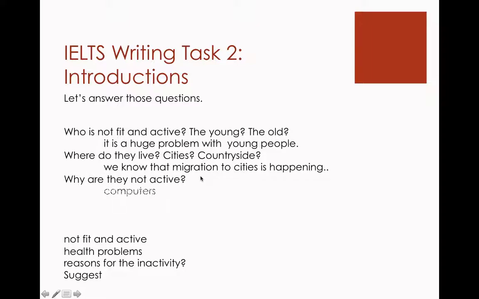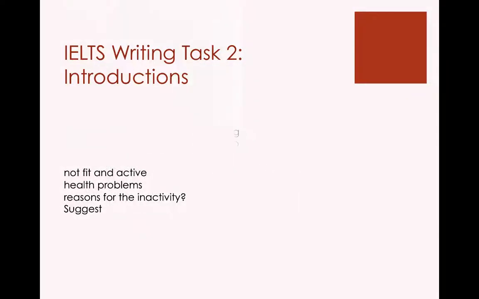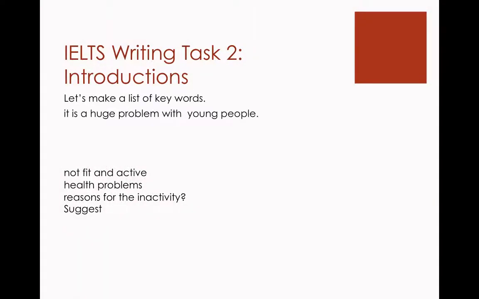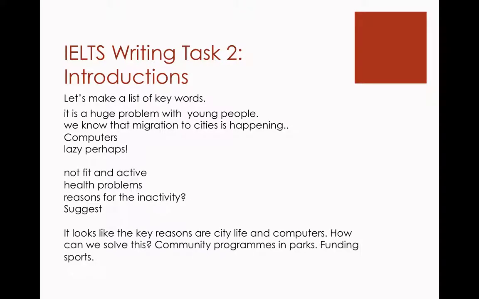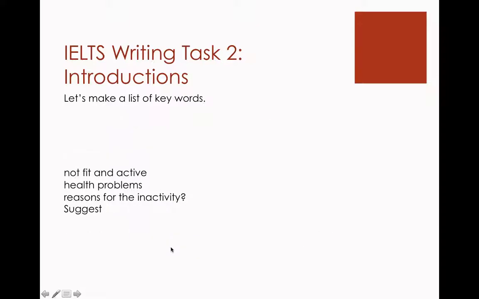Why are they not active? Because they're on computers, perhaps. Are they bored? Maybe they're lazy. So let's make a list of the keywords. Young people, migration, computers, and lazy. So it looks like the key reasons are city life and computers. And key means important reasons. How can we solve this? Community programs in parks, funding sports perhaps. So now we're just thinking of some ideas.